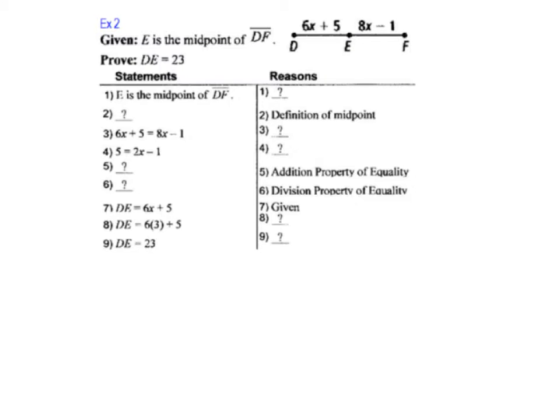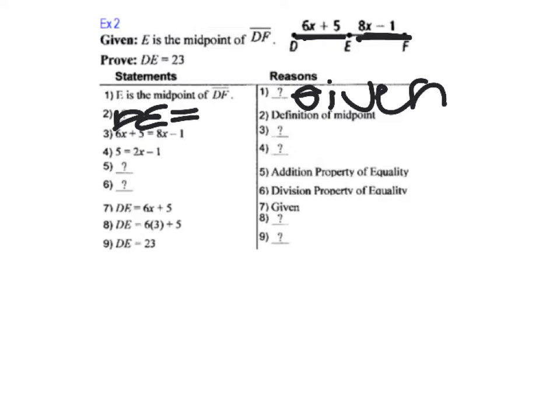that. Since that's the first thing you want to put in your proof, the reason for putting it there would be it's your given. It's given to you. And you know the definition of a midpoint, which is that these two are equal. So you just want to say DE is equal to EF. So 6x plus 5 is equal to 8x minus 1. The reason for this would be substitution property of equality.